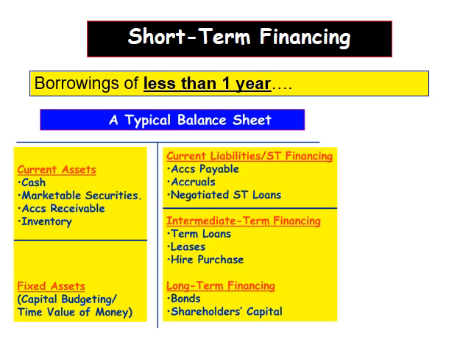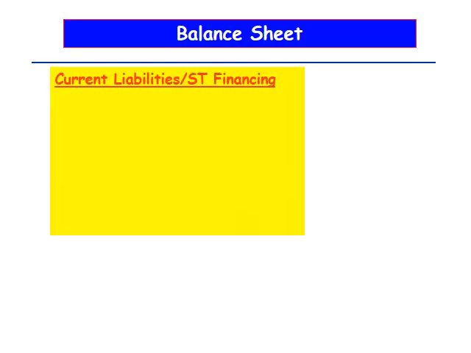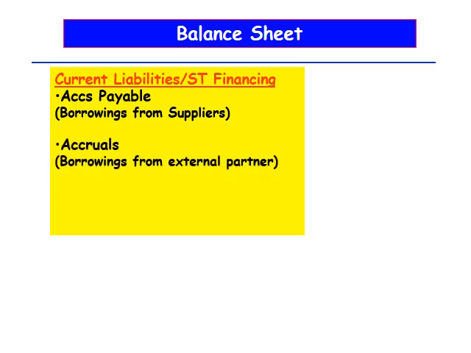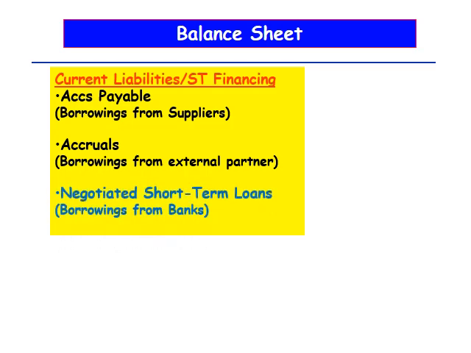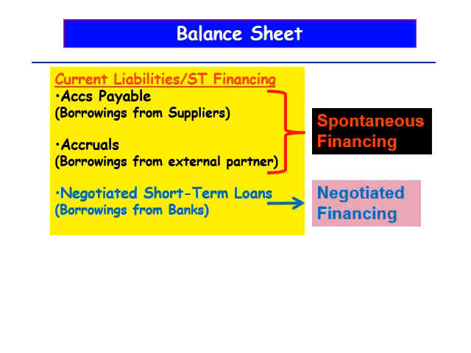So look at the balance sheet here. We're focusing on the current liability side. Under current liabilities, you have accounts payable, basically borrowings from suppliers, accruals, borrowing from external parties, and negotiated short-term loans, borrowings from banks. The first two are spontaneous financing, and the bank loan is negotiated financing.